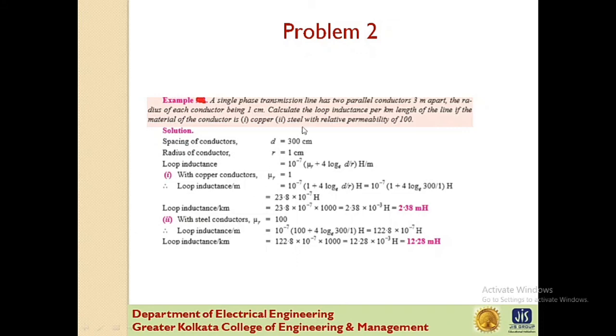Now with steel, it is given that the relative permeability is 100. So we place 100 in place of μr, and we get the loop inductance 122.8 × 10^-7 Henry. This is the loop inductance per meter. Multiplying by 1000, the final result of loop inductance per kilometer for steel is 12.28 millihenry.